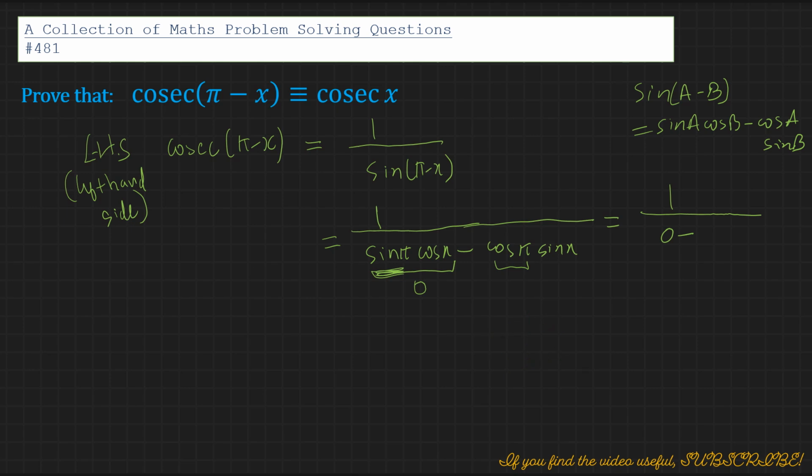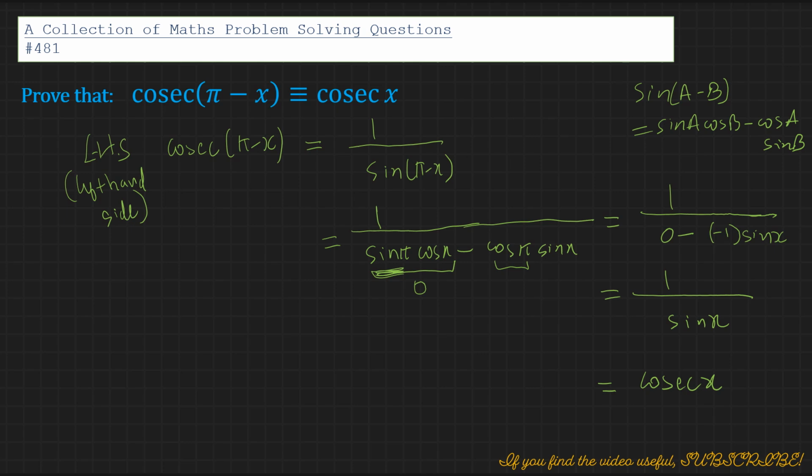So we can write this as 0 minus minus 1 times sine x, so that equals 1 out of sine x, and that equals cosec x. So that's the left hand side.